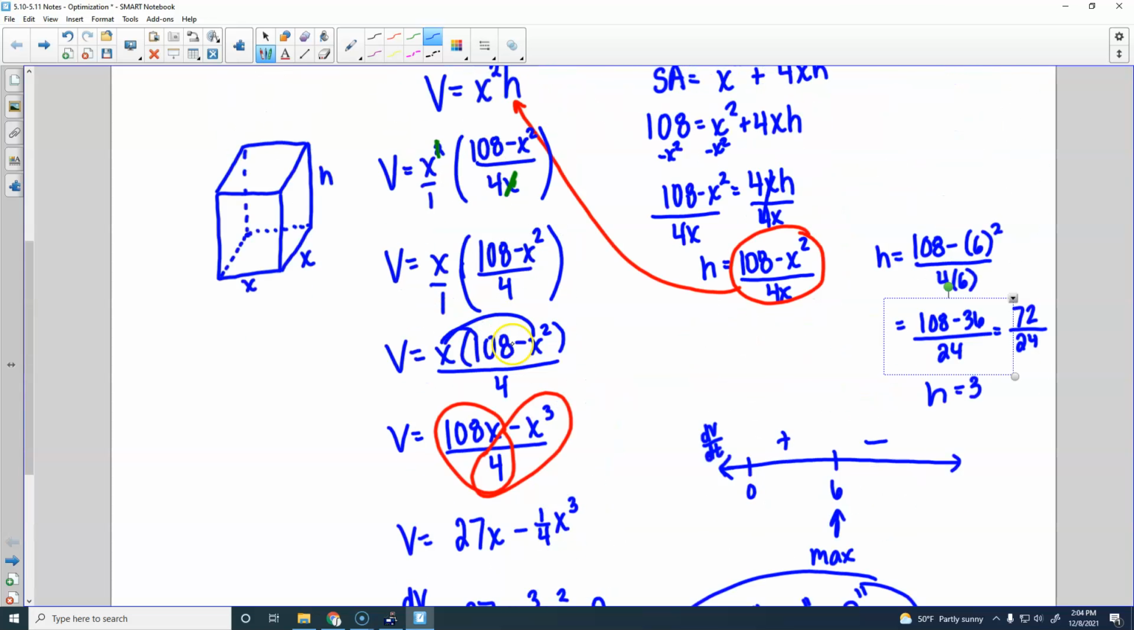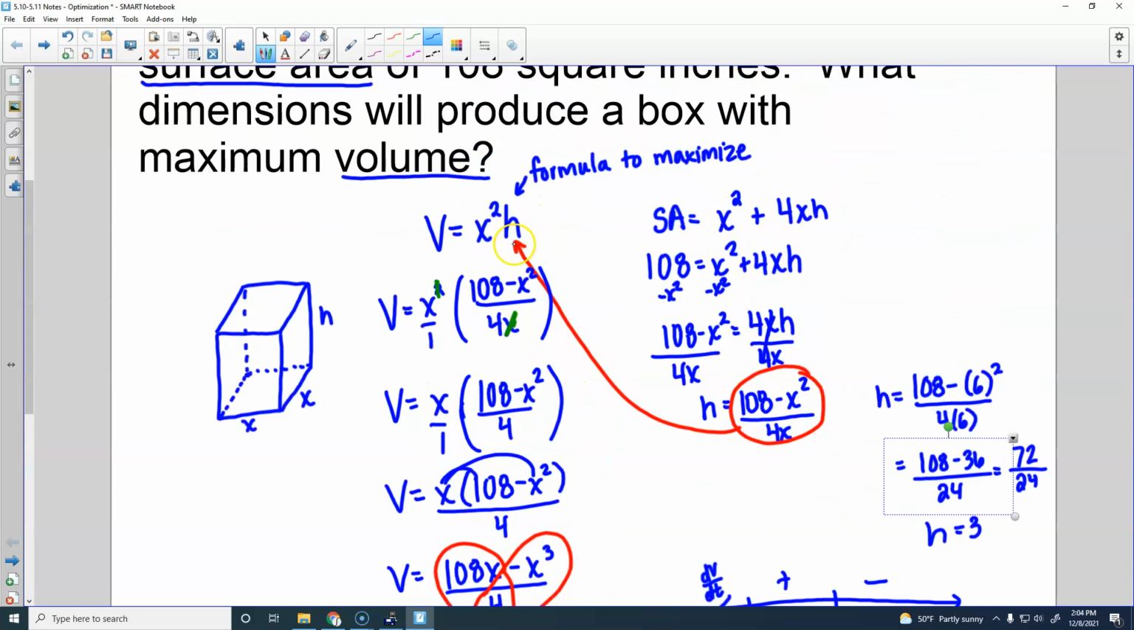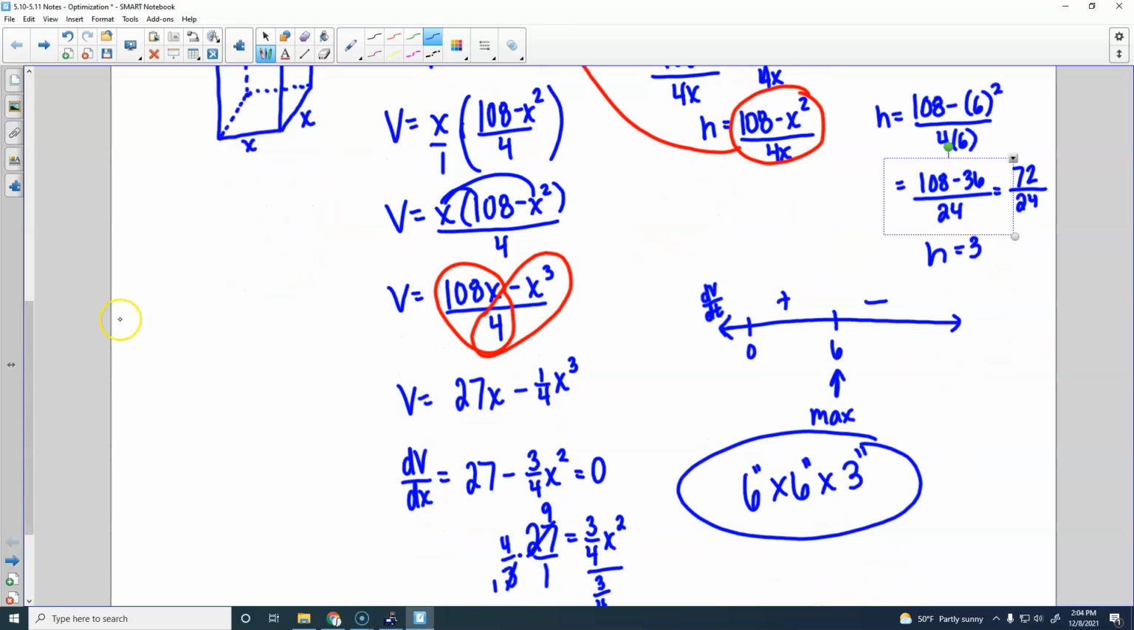Right, it's pre-calc until we take the derivative. So we're just doing substitution, all of this. If they asked us for a volume formula in terms of just the x, we would do that in pre-calc.